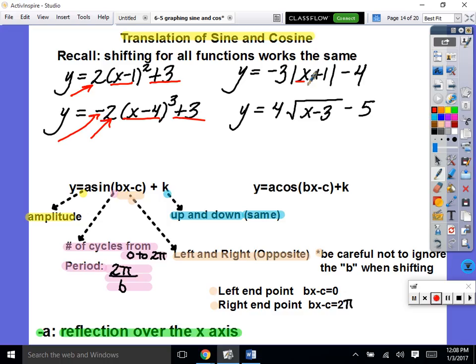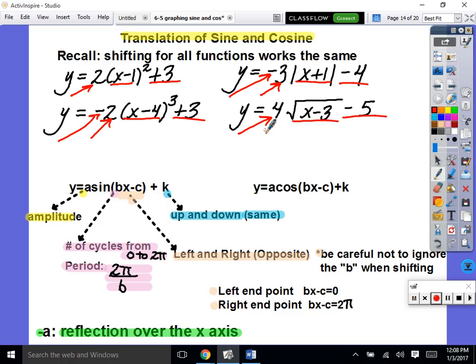So this is left 1. This is an absolute value function. This is left 1, down 4, stretch of 3, reflection over the x-axis. So square root, this would be, you told me to shift right 3, down 5. Stretch of 4. Okay, so now shifting for all functions works the same.